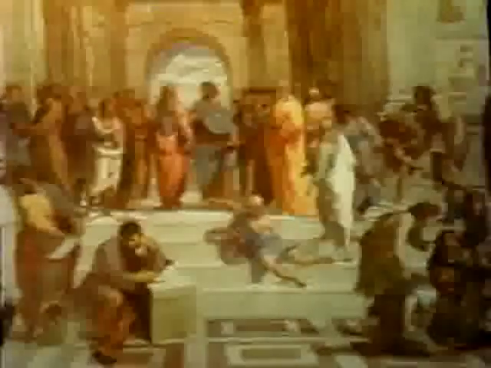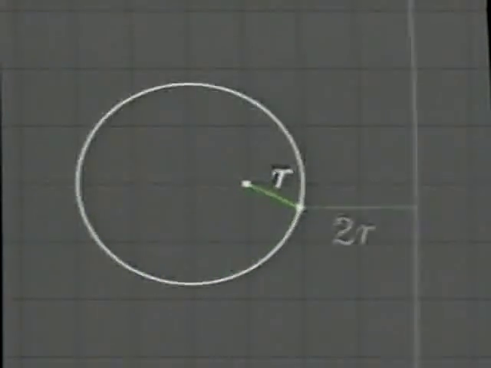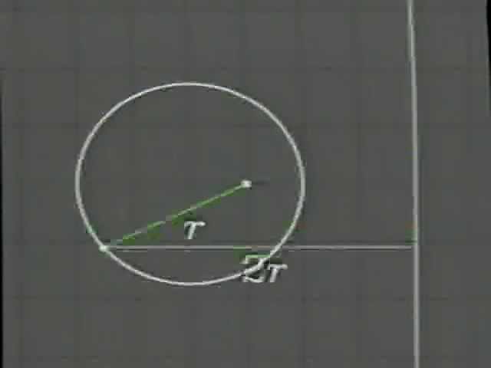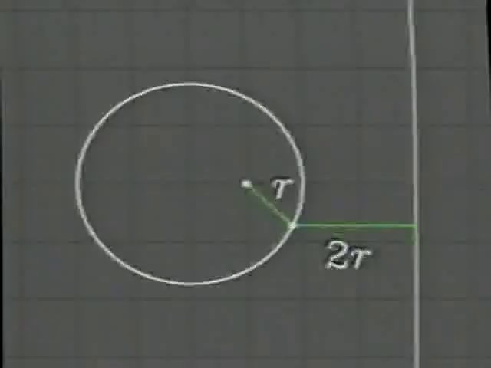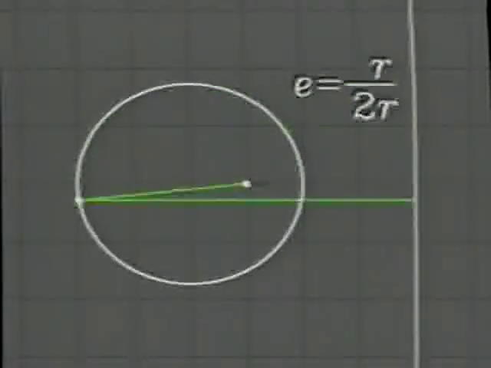In 300 AD, Pappus of Alexandria found another way to describe these curves. A moving point traces out a conic section if its distance from some fixed point, the focus, has a constant ratio with its distance from some fixed line, the directrix. The ratio of the distances is the eccentricity, E.